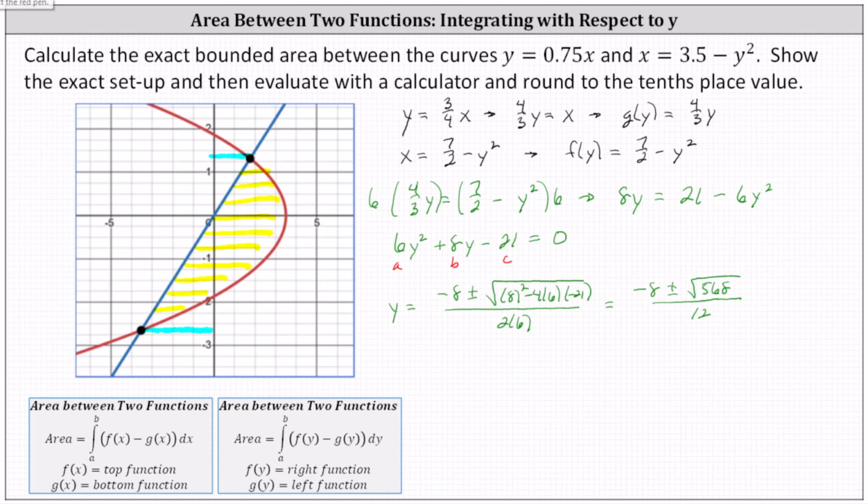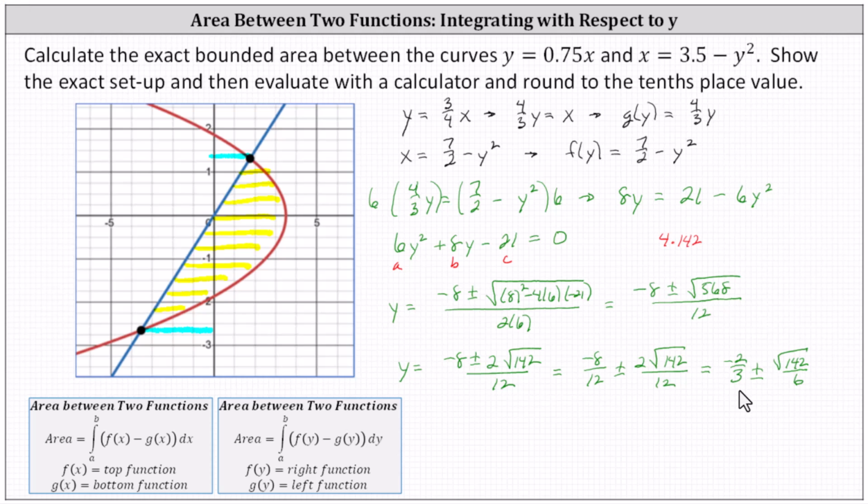And 568 is equal to 4 times 142. The square root of 4 is equal to 2, which gives us y equals negative 8 plus or minus 2 square root 142, all divided by 12. To simplify, let's break this up into two parts. We have negative 8 divided by 12 plus or minus 2 square root 142 divided by 12. Simplifying, we have negative 2/3 plus or minus square root 142 divided by 6.